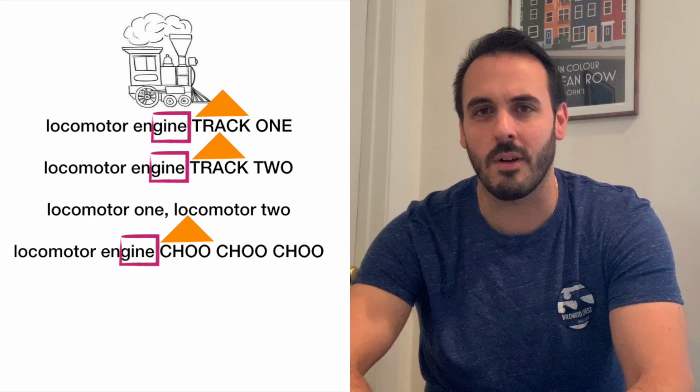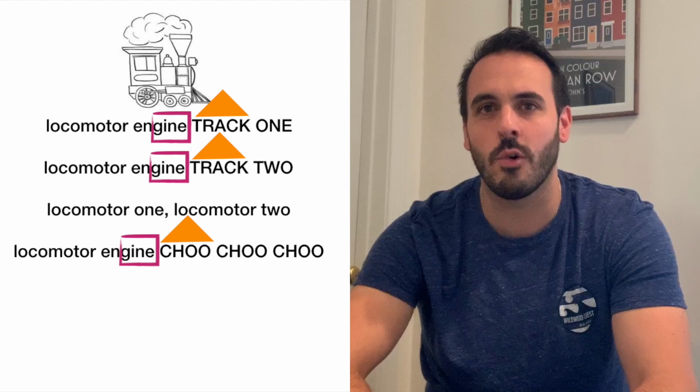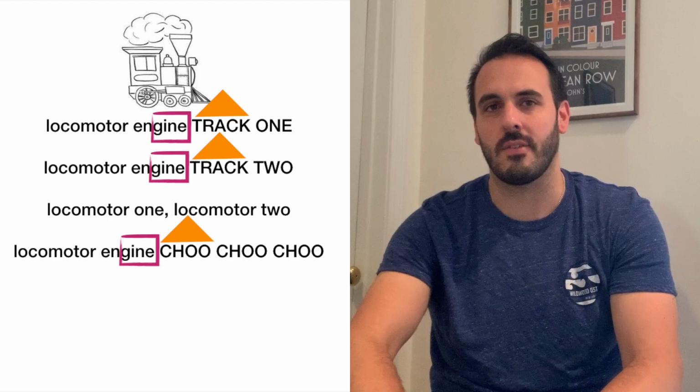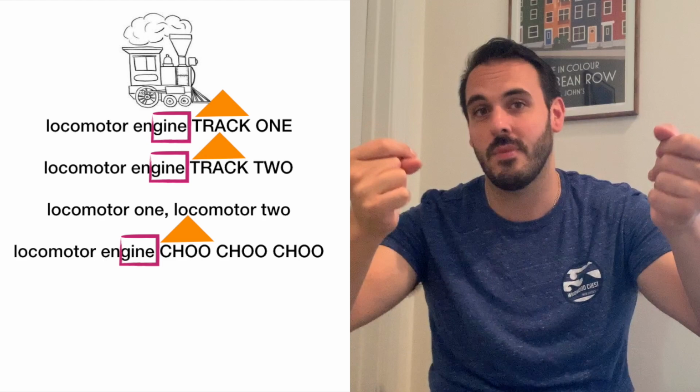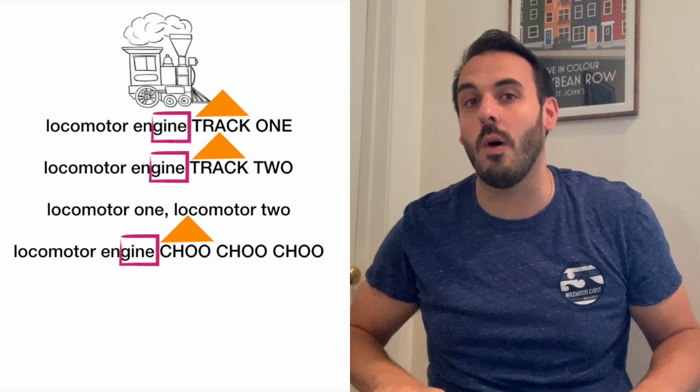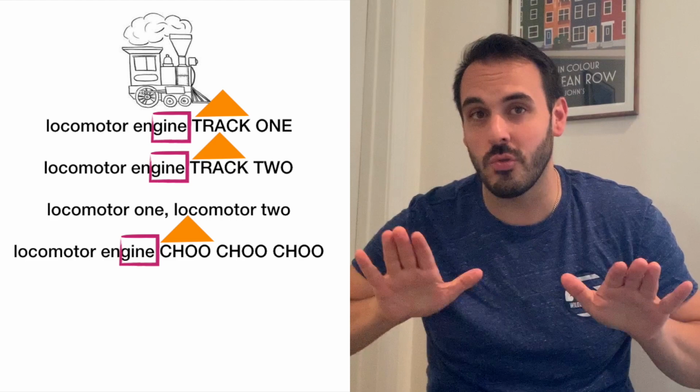What word are the orange triangles on top of? Over track, and over the first choo. Try this. Track one. Snapping only on the track and not on the one. Track one. Track two. Choo, choo, choo. Well, how about this? Track one. Track two. Choo, choo, choo.